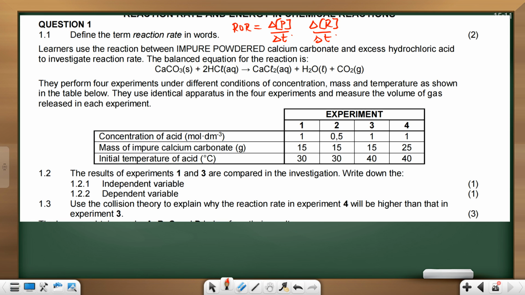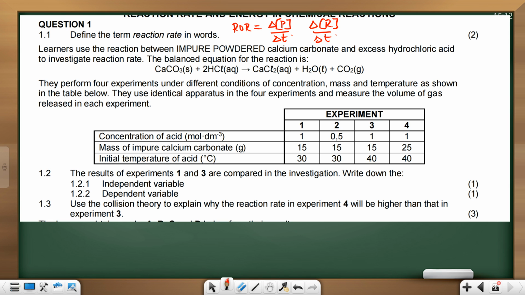Wait, we've spoken about this word today, impure. It was under one of those factors. That impure, the nature of reactants. Okay. The balanced equation is given as that. For the experiment, I'm sure you all read the story. Don't have to read again.